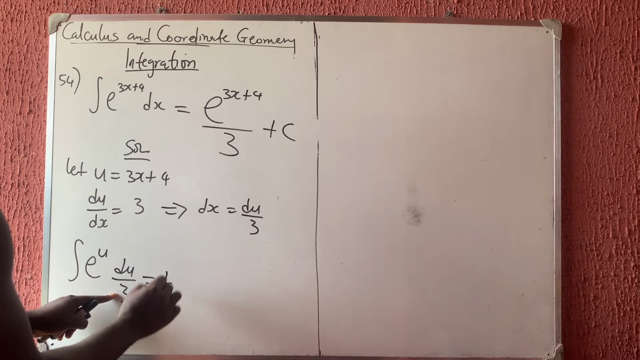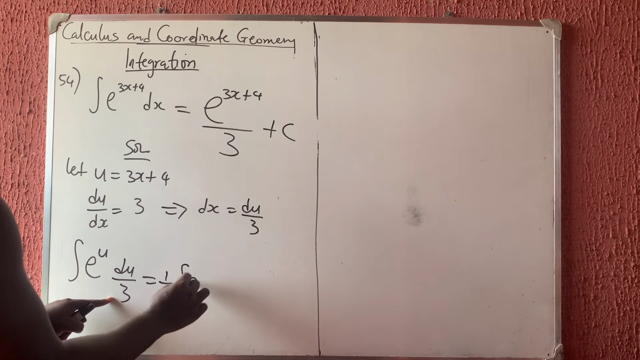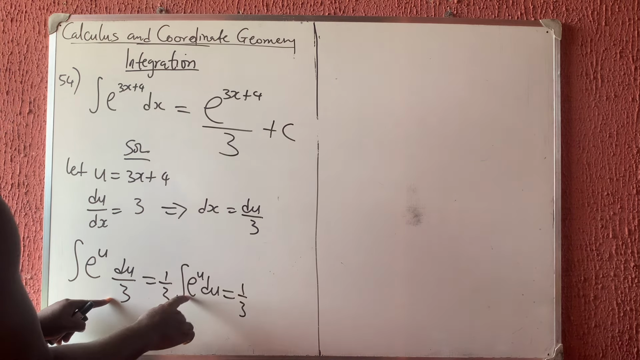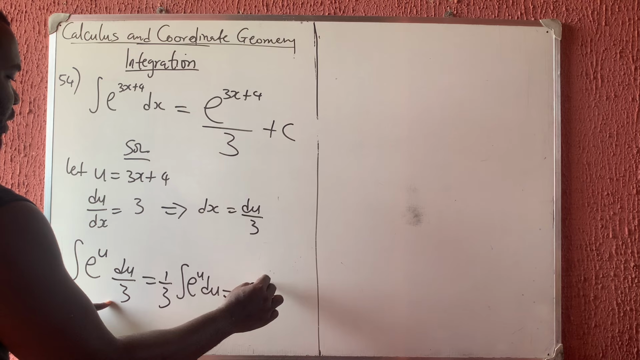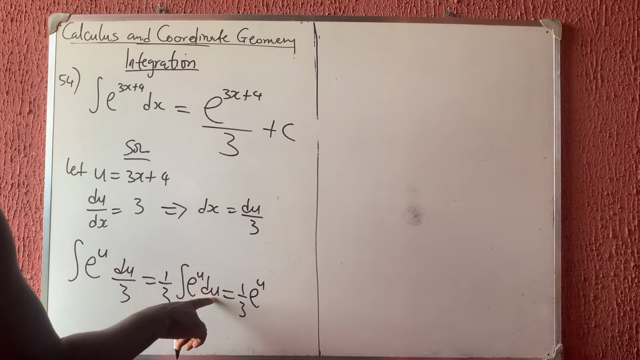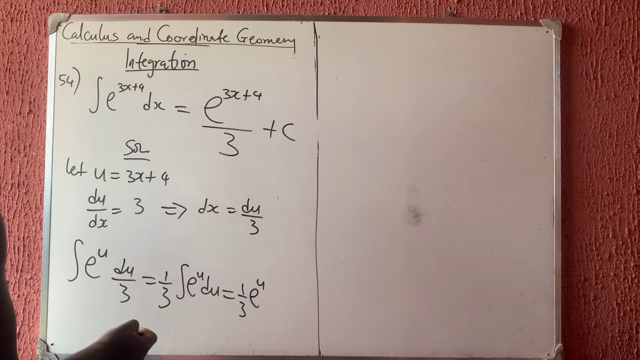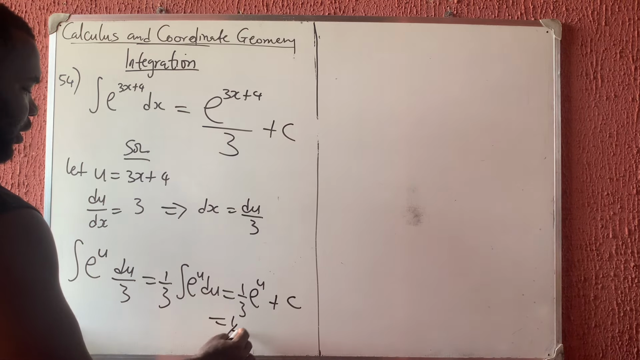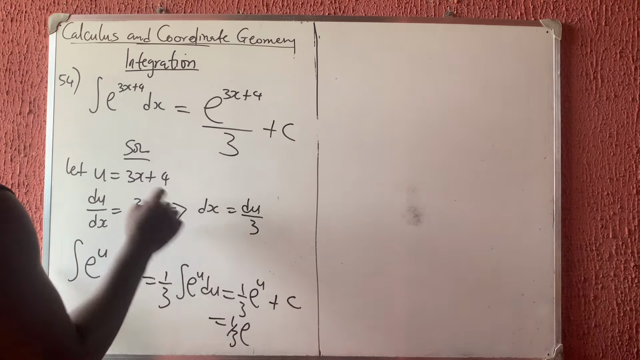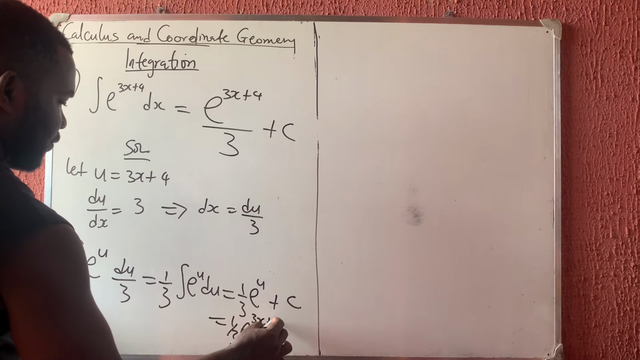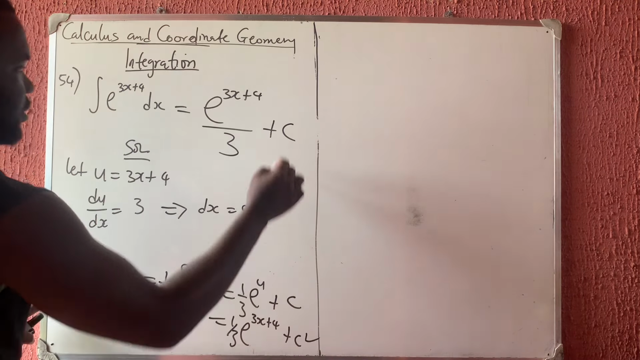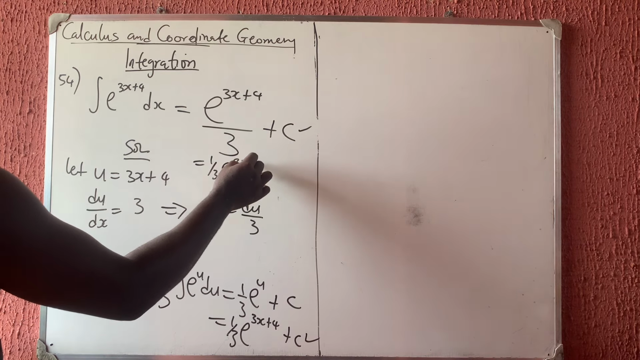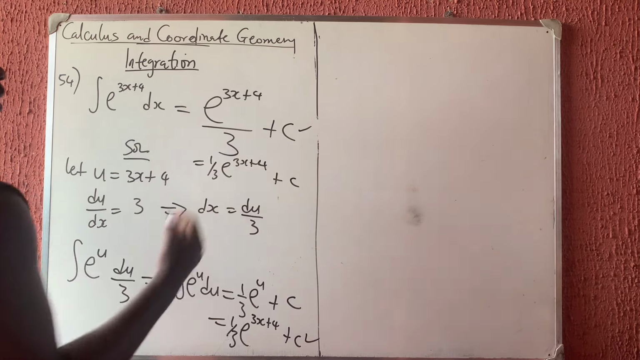Which is the same thing as, 1 over 3 is a constant. If I bring out that 1 over 3, I'm having the integral of e raised to power u du, which is 1 over 3 times, integration of e raised to power something is e raised to power that thing. It doesn't change as far as it is with respect to that same thing. Plus a constant. Now, what is your u? 1 over 3 e raised to power, my u is 3x plus 4, then plus a constant. This is the same thing as this. Instead of writing it like this, we can write it as 1 over 3 e raised to power 3x plus 4, then plus a constant. You see? The same method.